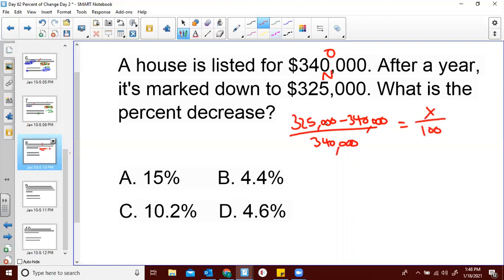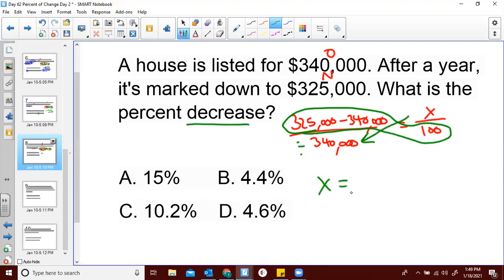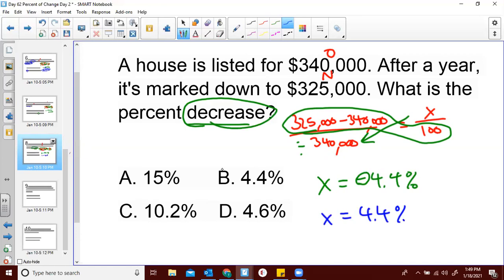A lot of this is going to cancel out because we're looking for percent. All right, and again, when you cross multiply and then divide by x's partner, your percent decrease is going to be negative 4.4%, right? Negative is because we are decreasing, so your actual answer is just 4.4%, or B.